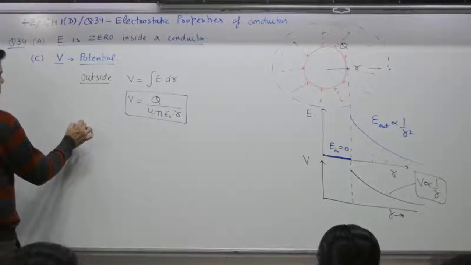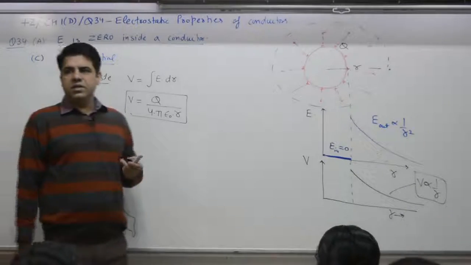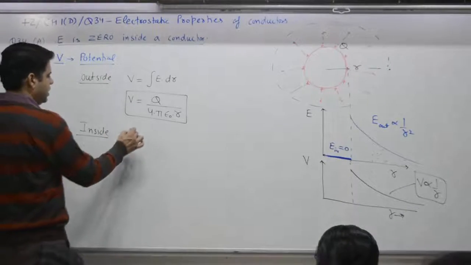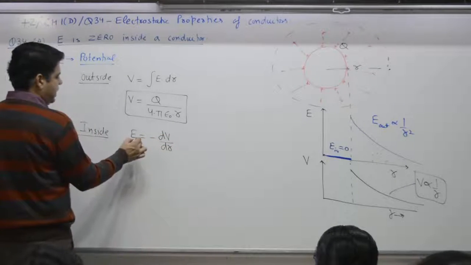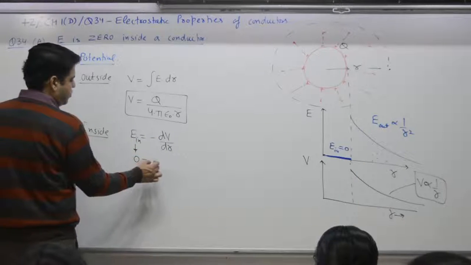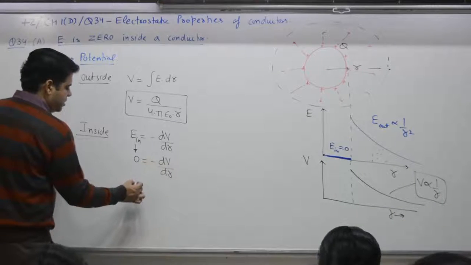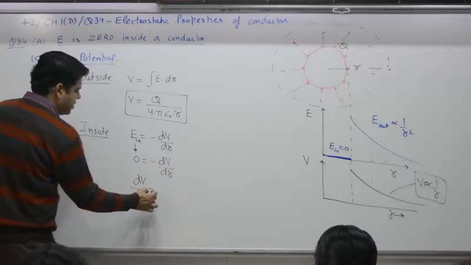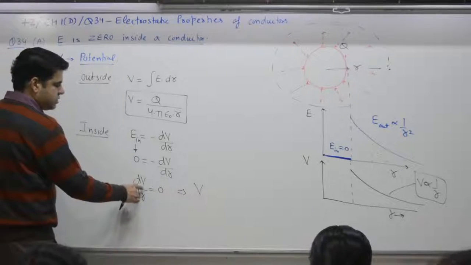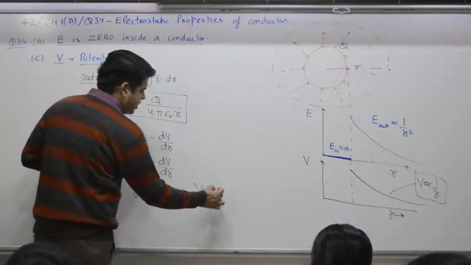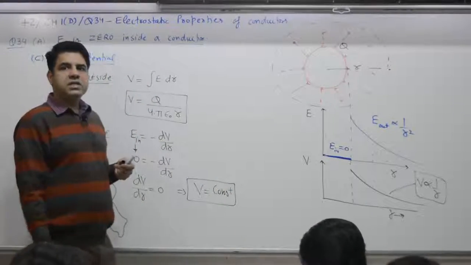Inside, yes. Answer please. Inside, E is equal to minus dV by dr. E inside is what? 0. Minus dV by dr is 0, so dV by dr is 0. Differentiation of something is 0 means V is what? A constant.